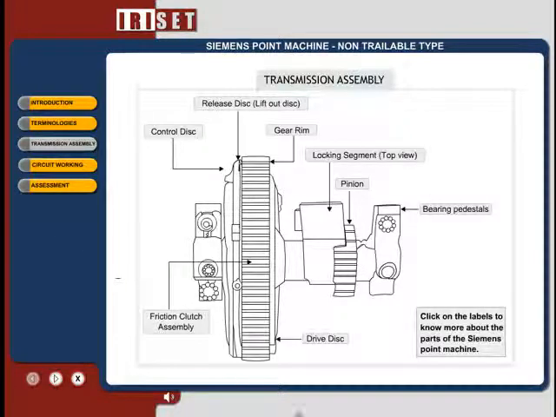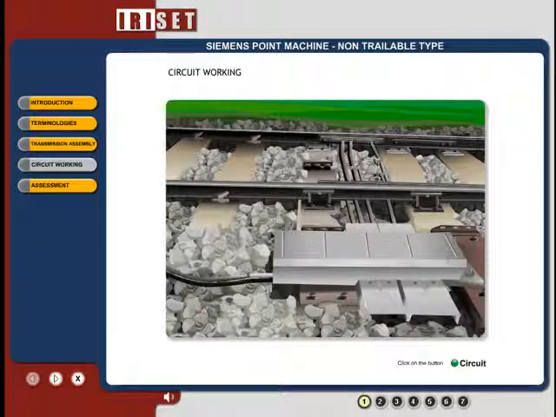Click on the label. Circuit Operation. Click the Circuit button to know the circuit diagram of the point machine. This circuit explains the working of a point machine. Move the mouse over the components in the circuit to know where they are located in the point machine. Choose normal to reverse or reverse to normal point movement from the drop-down menu. This circuit explains the operation of a point machine when point is moved from normal to reverse and from reverse to normal.